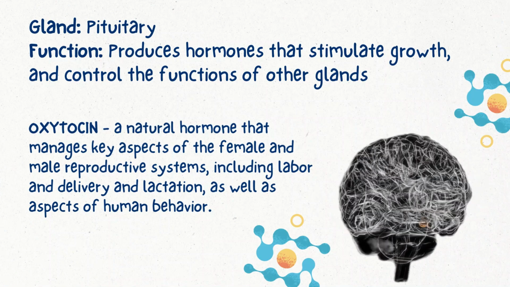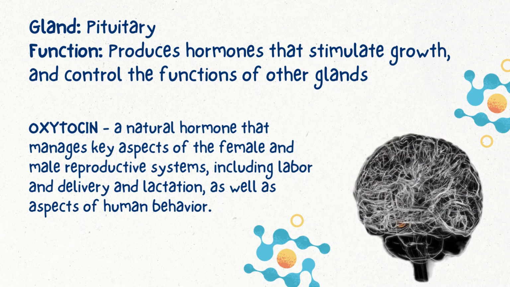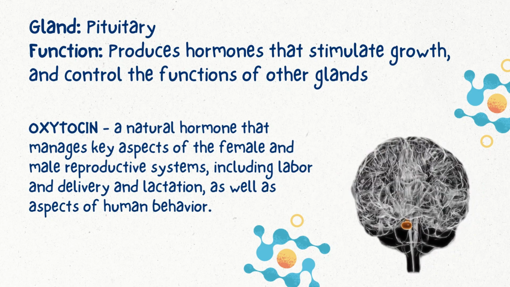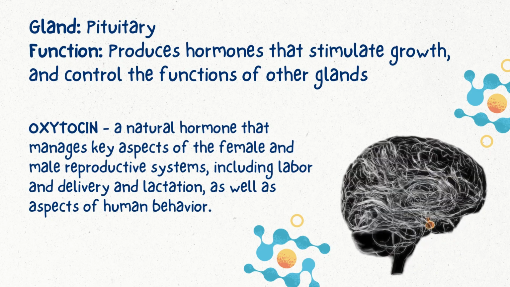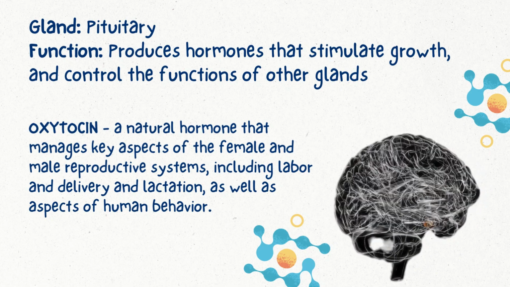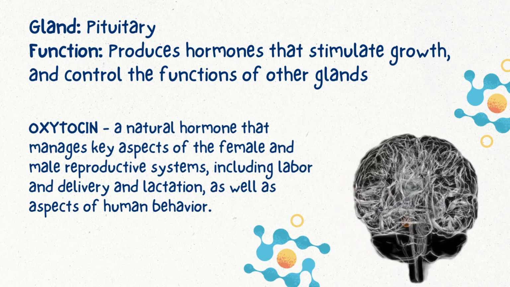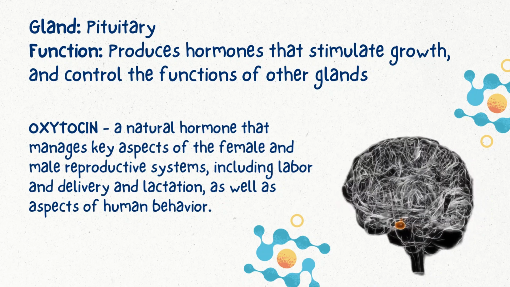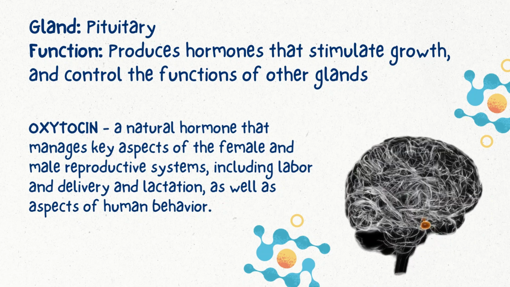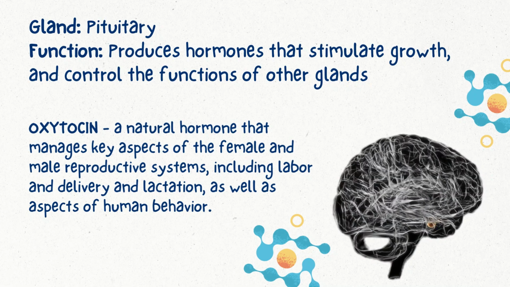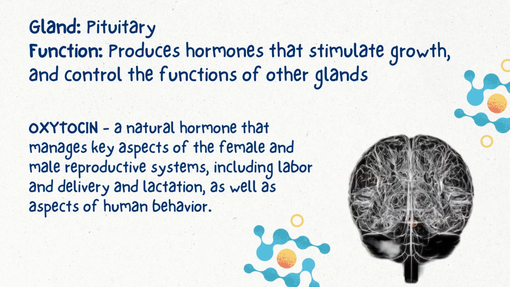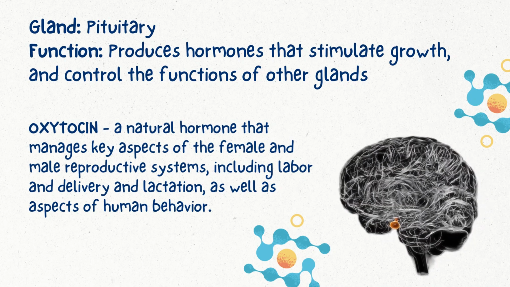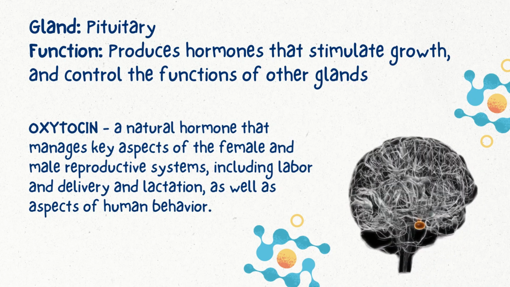The first gland under the endocrine system is the pituitary gland. Its main function is to produce hormones that stimulate growth and control the functions of other glands. One of the hormones that the pituitary gland produces or secretes is oxytocin. It is a natural hormone that manages key aspects of the female and male reproductive systems, including labor and delivery and lactation, as well as aspects of human behavior.